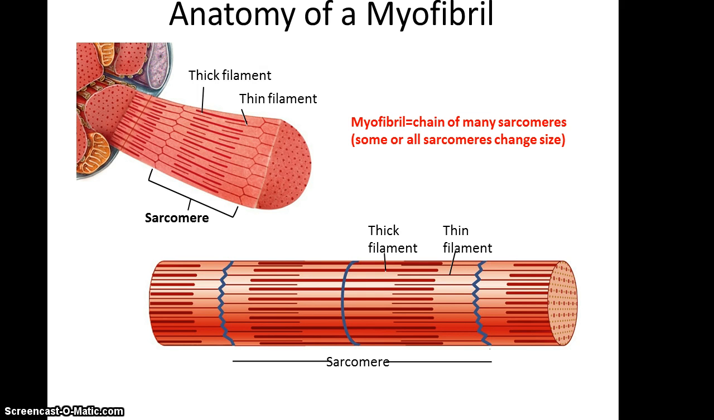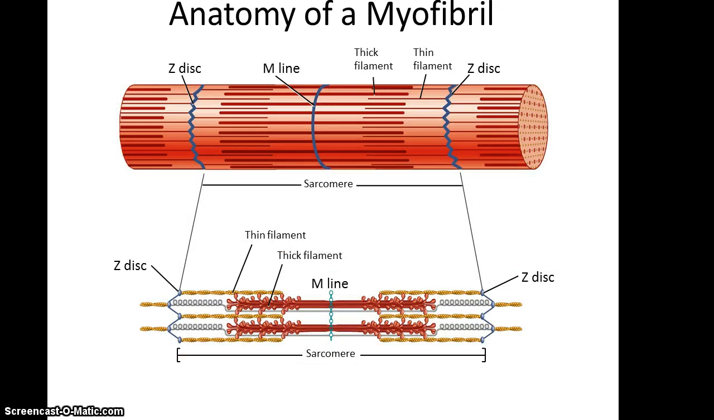Within a sarcomere, you see that it is composed of thick filaments and thin filaments, the thick filaments being thicker than the thin filaments. You also see some other structures found in the sarcomere. At either end of the sarcomere is what is referred to as the Z-disc. So two sarcomeres meet up at the Z-disc. And then in the middle of the sarcomere is a structure referred to as the M-line.